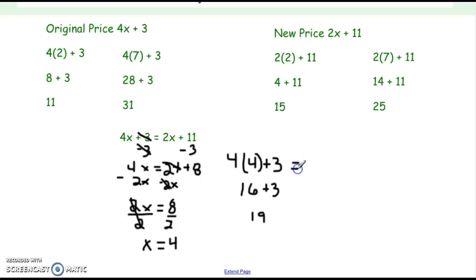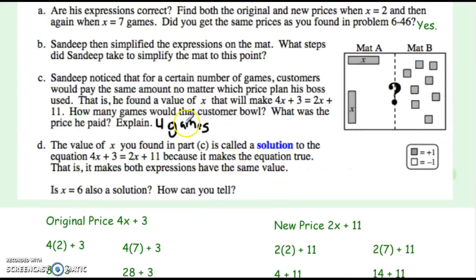And that should be equal to 2 times 4 games, plus $11 for shoes. 2 times 4 is 8, plus 11, and that would also be 19. So back to C, what was the price he paid? It would be $19. And my explanation is the work I did below. So as long as you did the work below, that would be your explanation.